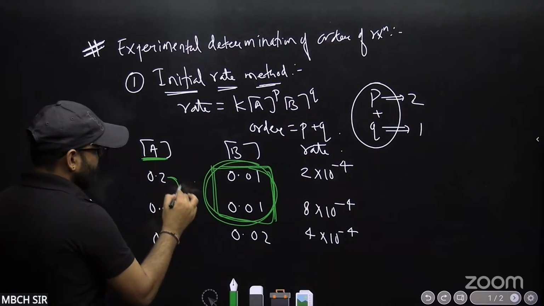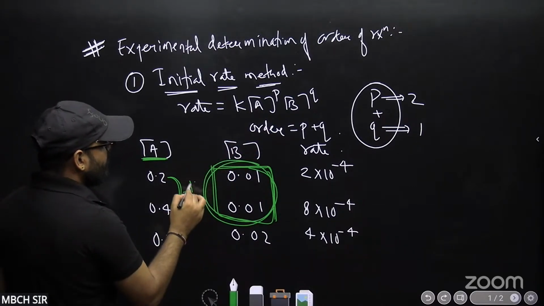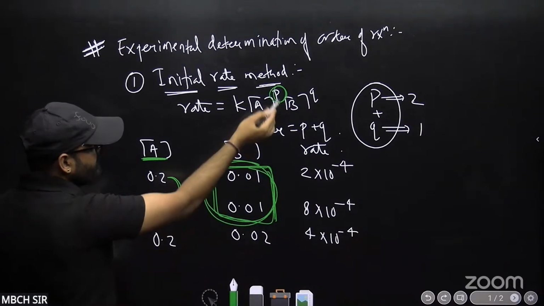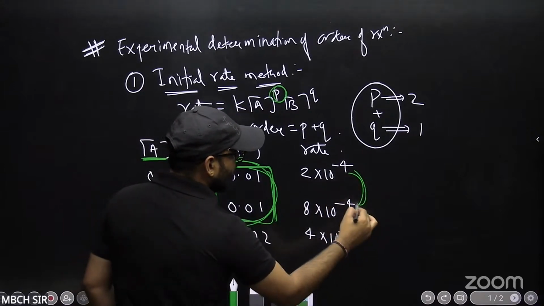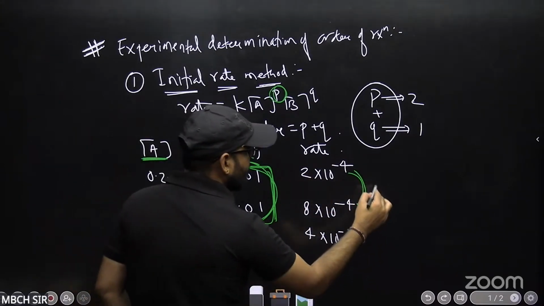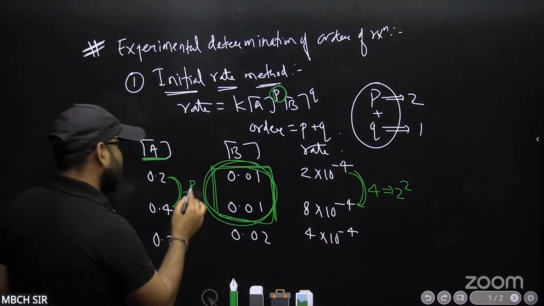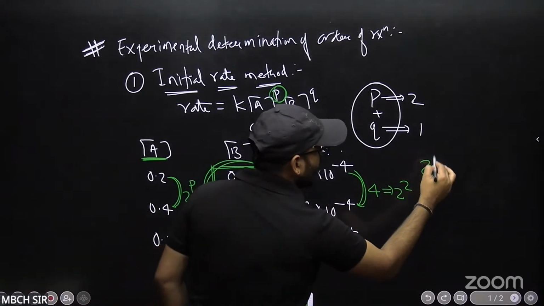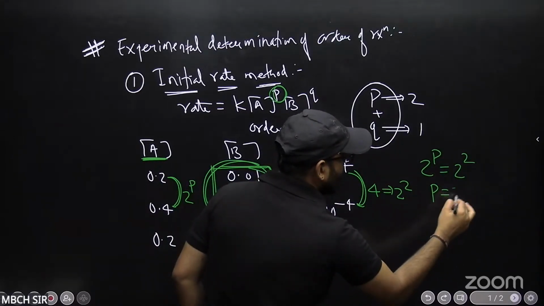Here A is getting 2 times, and A is raised to power p. From the first and second data we can say that the rate is getting 4 times. 4 times means 2 raised to power 2. So if we equate these two, 2 raised to power p equals 2 raised to power 2, where p equals 2.